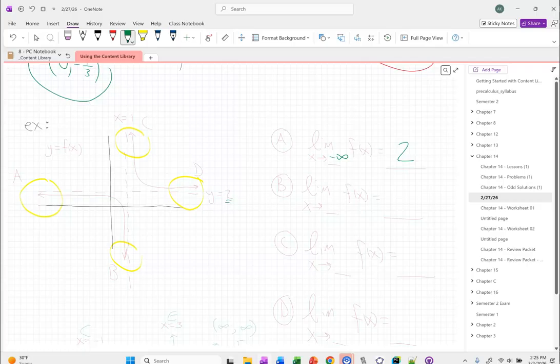Let's do B. What x coordinate is that arrow pointing to? 1. And then what y coordinate is that arrow pointing to? Negative infinity, because it's pointing down. All right, let's look at C. What x coordinate is C pointing to? 1. And what y coordinate? Positive infinity. Yes, now you're on it.